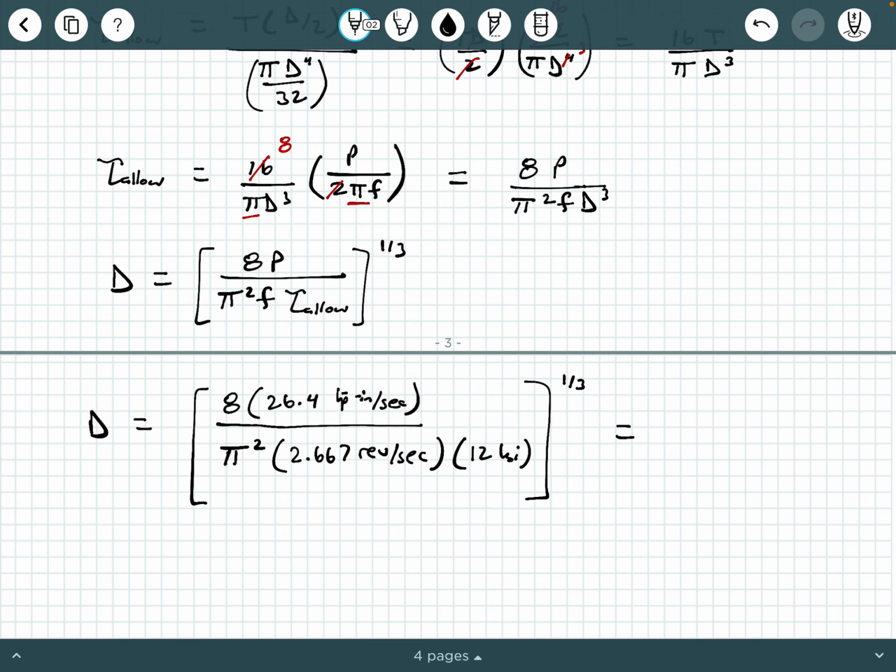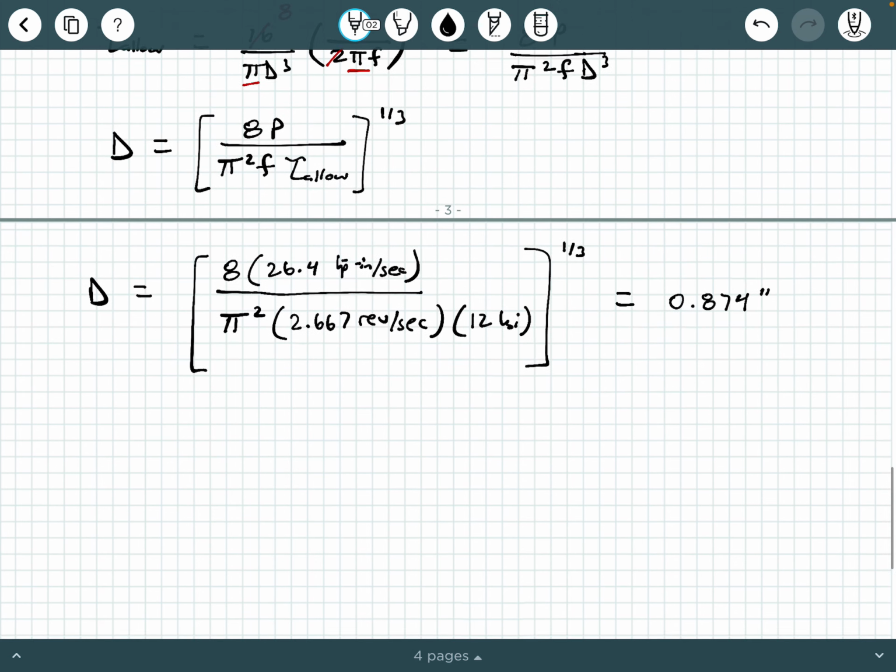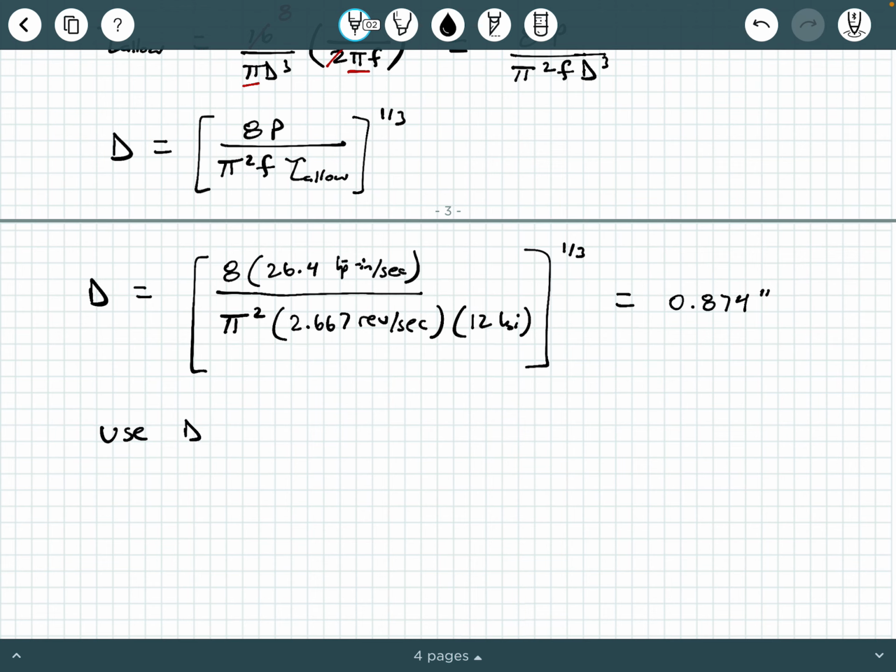So we can type this in our calculators very carefully. It's very easy to make a calculator mistake here if you're not careful. So I'm typing this in my calculator, again, quite carefully. And then divide by 12, and then we're going to raise it to the 1/3 power. And so I get 0.874 inches for that diameter.